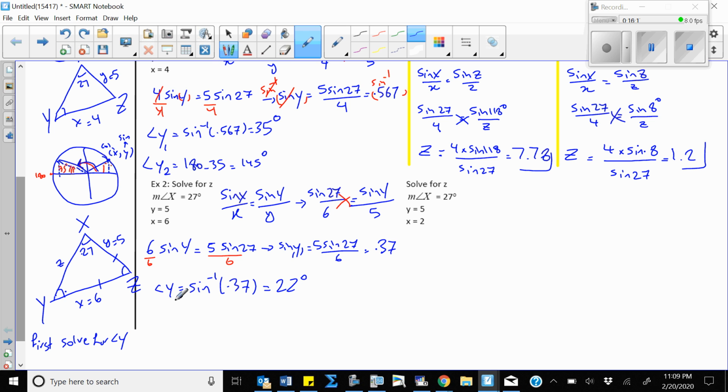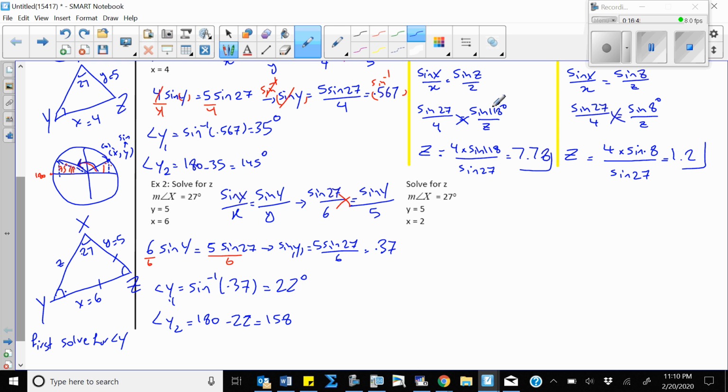But if you remember, we said in this case, because it's ambiguous case, we're going to have two answers. One of them is this 22. The other one, like what we did here, you just need to subtract this 22 from 180. So 22 subtracted from 180 is equal to 158.